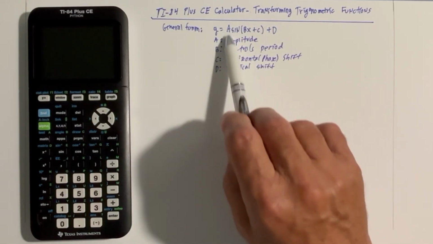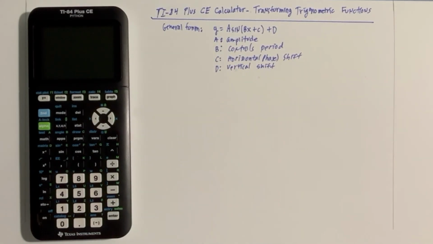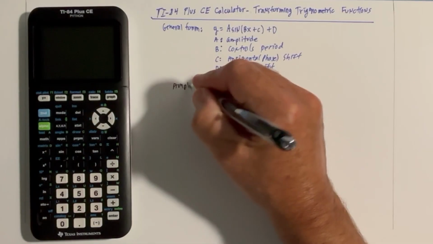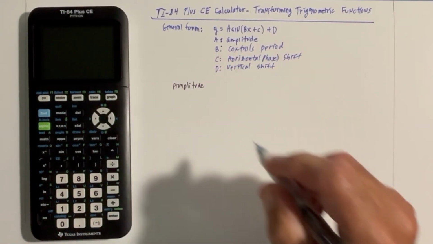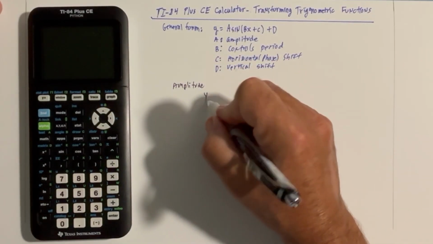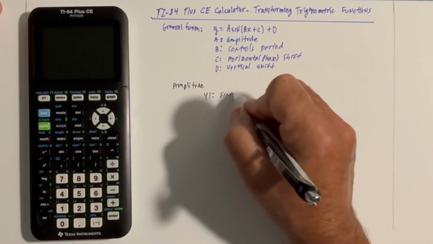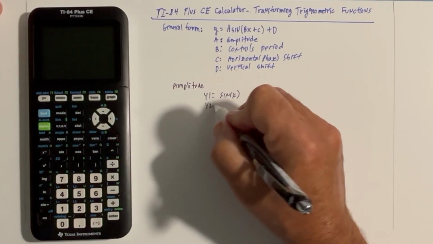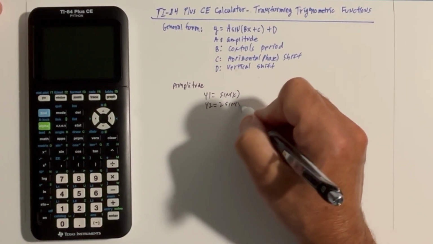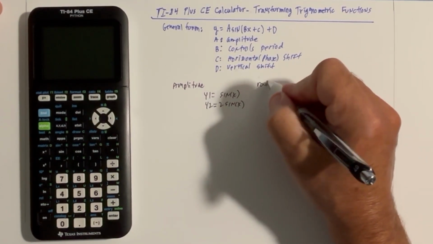I'm going to go over examples of all of these, to give you an idea of what I'm talking about exactly. So first of all, we're going to look at an amplitude. We're going to start out with y1 is equal to the sine of x, y2 is going to be equal to 2 sine x, and we're going to work in the radian mode.